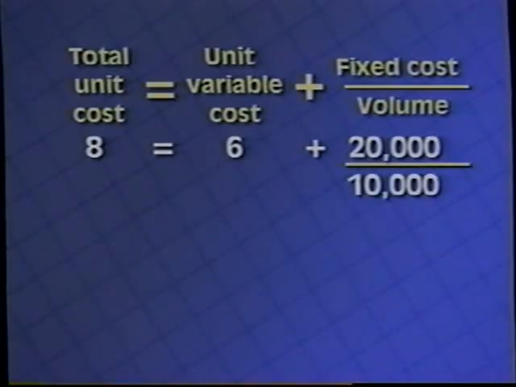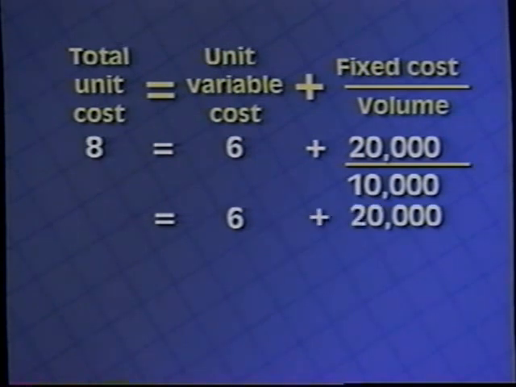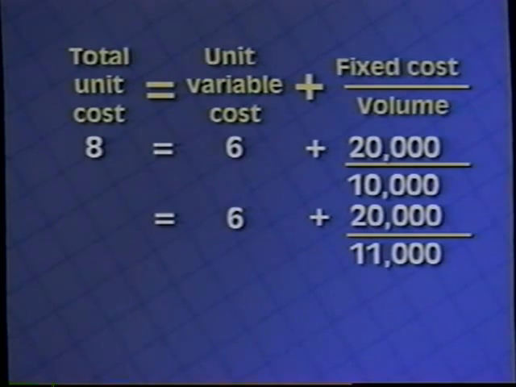But when volume went up to 11,000 units, we still had $6 of variable cost, but now the $20,000 of fixed cost is being spread over 11,000 units, and the total unit cost, I leave you to calculate, is clearly going to be less than $8 a unit. So not only are we selling more units, but we're selling units that cost us less to make per unit. And that may explain, in fact does, why profits go up faster than sales do when there's an item of fixed cost. More sales and a lower total unit cost, because we're spreading fixed cost. The combination gives us what we call leverage.